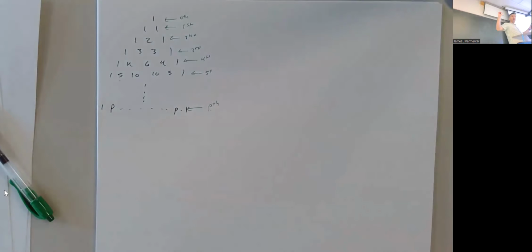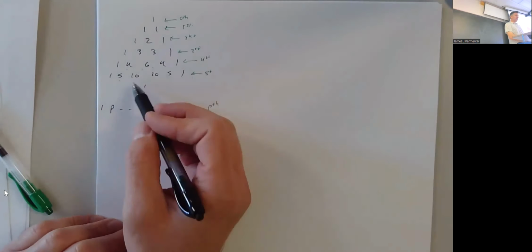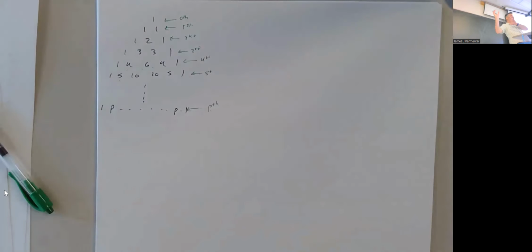Because there is symmetry here for Pascal's triangle, right? 1, 4, 6, 4, 1. 1, 5, 10, 10, 5, 1. The first things are always the same as the last things. And maybe there's a middle term that doesn't get repeated.